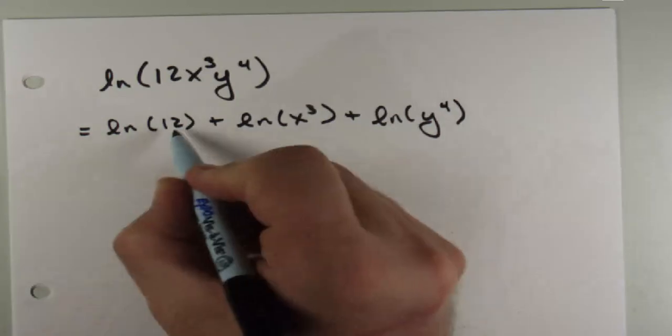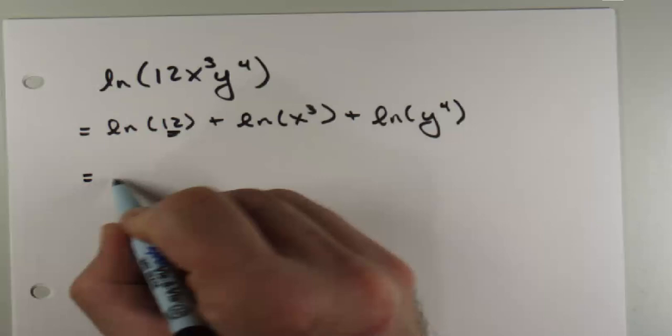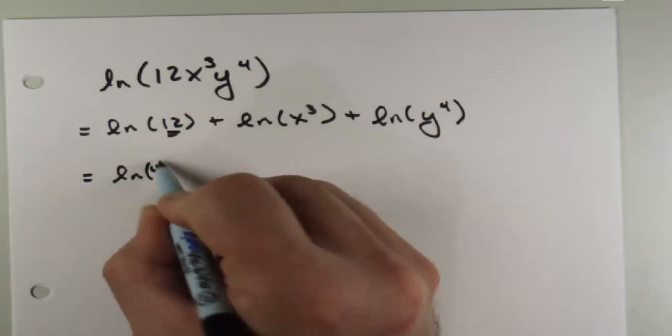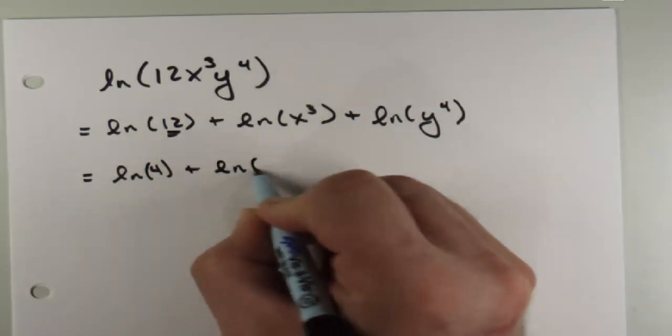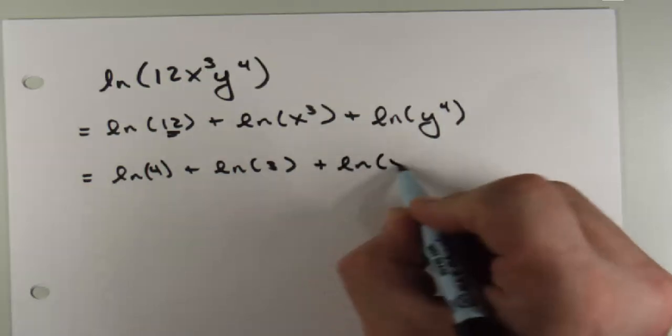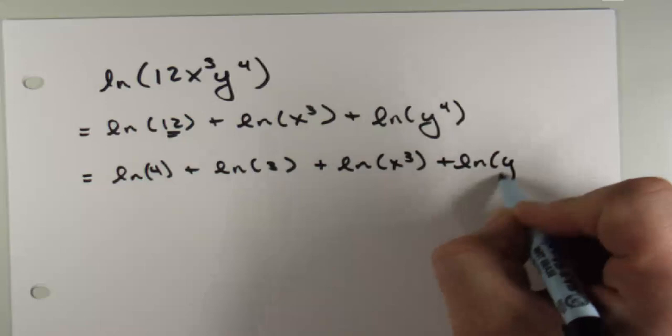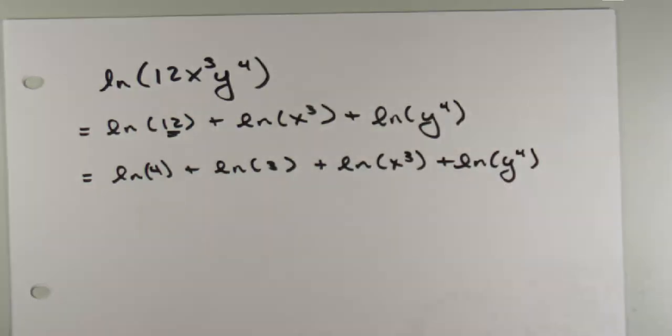Now let's play with 12 some. I believe 12 is the same as 4 times 3. So this is the natural log of 4 plus the natural log of 3 plus the natural log of x cubed plus the natural log of y to the fourth. I tend to like to wait till the end when I'm going to use powers. Now I'm going to use my multiple rule, which says the natural log of a number to a power is the power times the natural log of the base, the number.